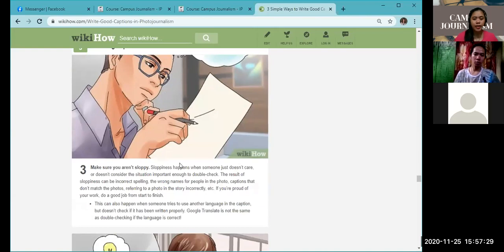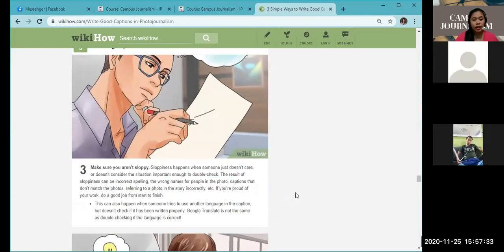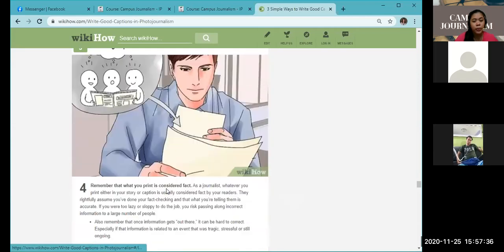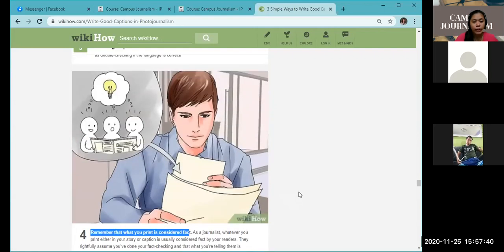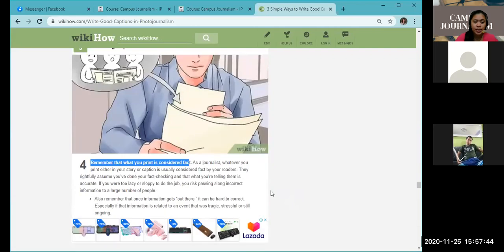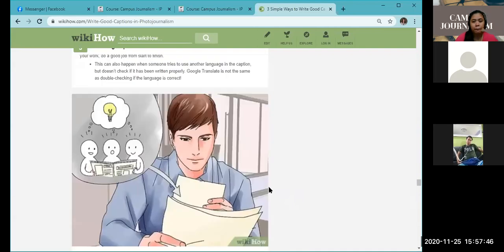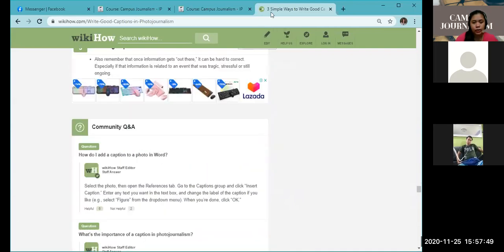And then make sure you aren't sloppy. Sloppiness happens when someone doesn't care, like saying whatever. And then remember that what you print is considered fact. What people read, because you put it in a publication, especially in a newspaper, is considered fact for them. Okay, so that's it. Questions so far?